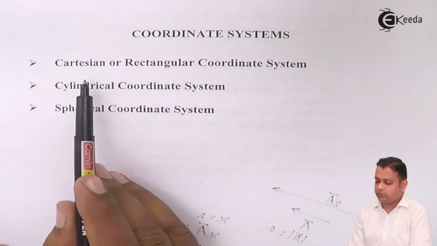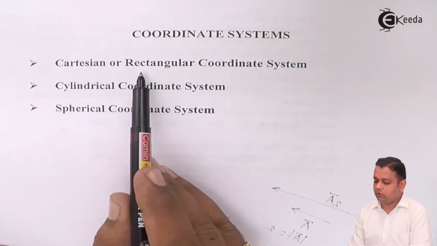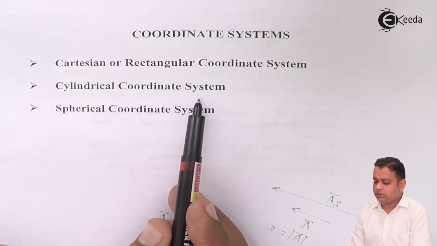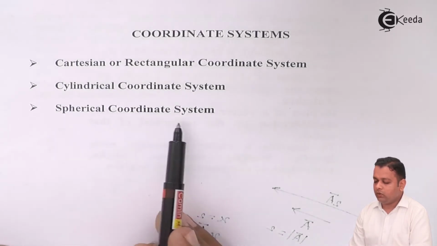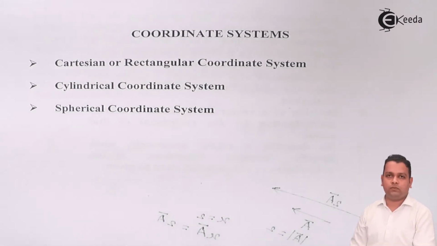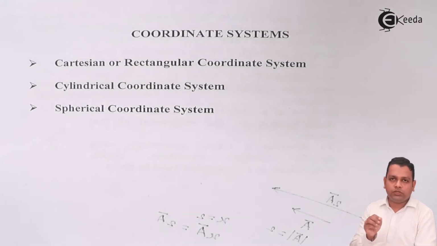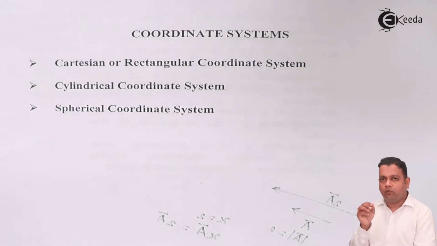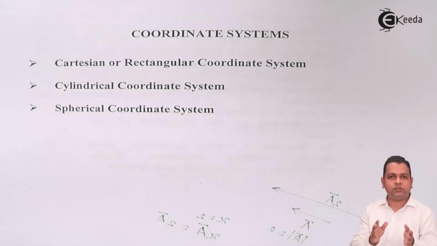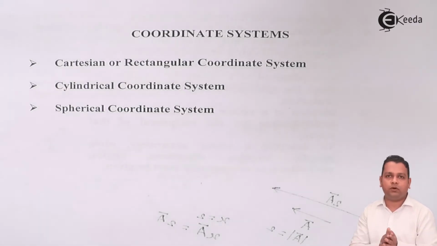Coordinate systems are of three types: Cartesian, also called rectangular coordinate system; second one, cylindrical coordinate system; third one, spherical coordinate system. The basic motto of coordinate systems is the same: to give a particular position or location of a point or vector in three-dimensional space. But the ways with these three different coordinate systems are different. Work is the same, the rules are different.